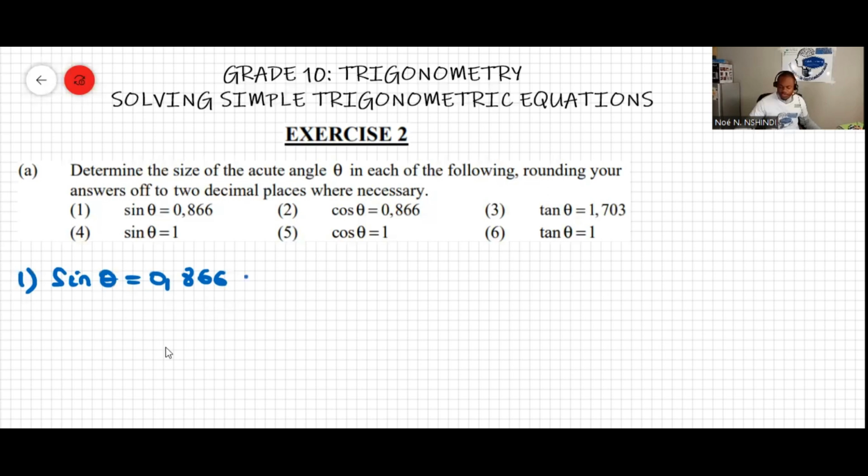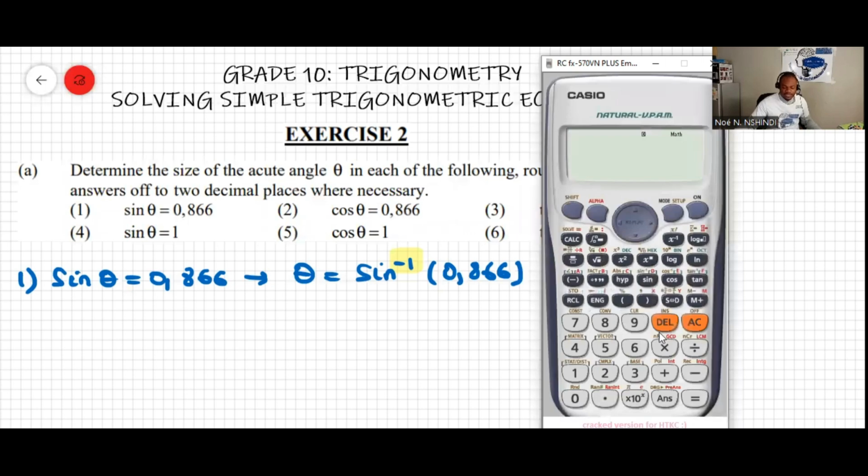It is given by theta equal to sine -1 of 0.866. Be careful here. This -1 is not the power of sine. This is not sine to the power of -1. No. This is the inverse. It tells us the value of theta, the value of the angle.